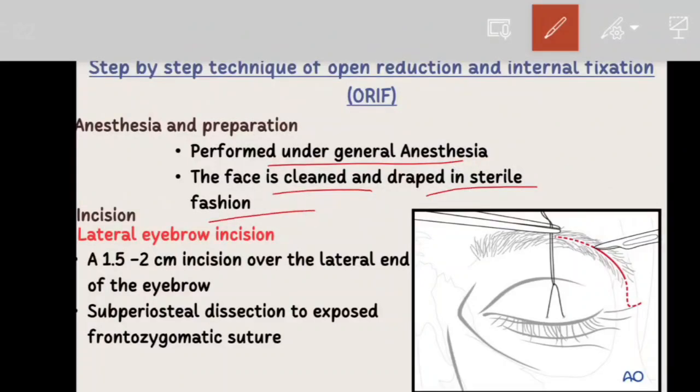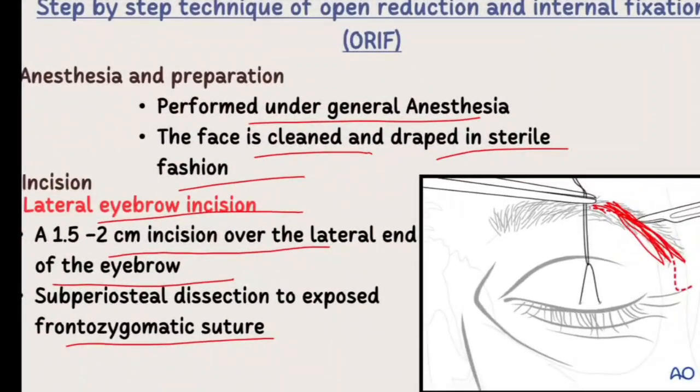So for the incision, the first one is the lateral eyebrow incision. A 1.5 to 2 centimeter incision is given over the lateral end of the eyebrow. It will expose the frontozygomatic suture. So this one is the lateral eyebrow incision, which is a 1.5 to 2 centimeter incision, exposing the frontozygomatic suture.